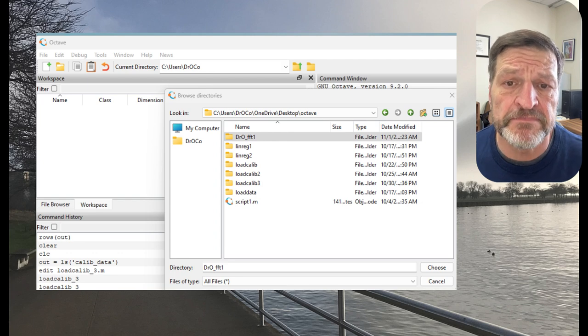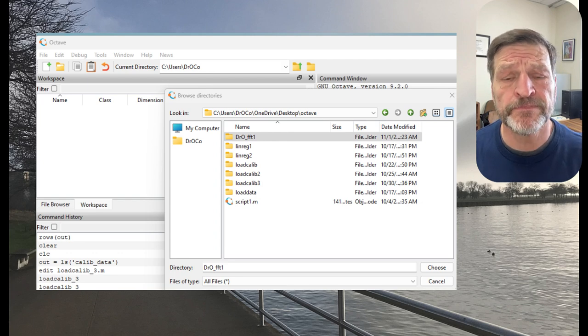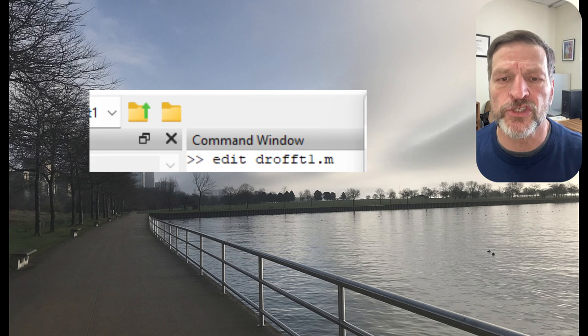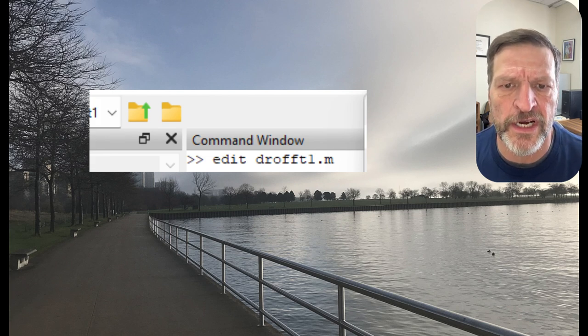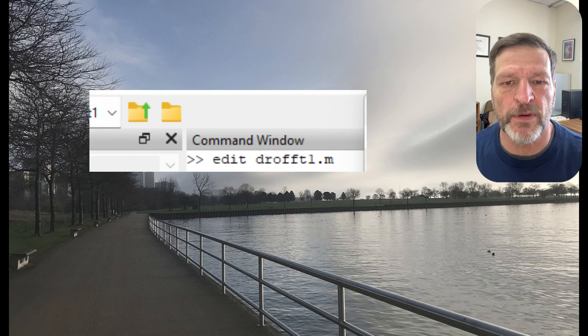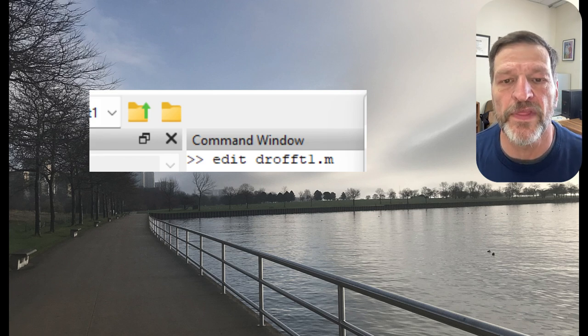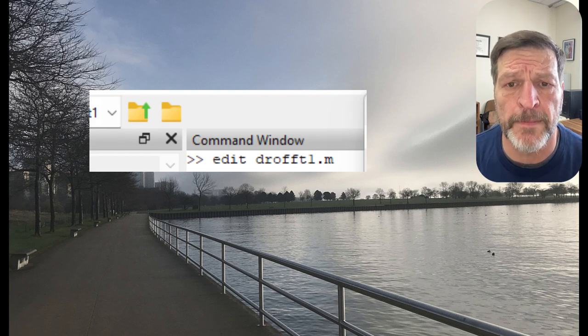Then I go into Octave, I get into the right folder, and then I'm going to say edit DrO FFT1.m. No spaces, nothing. I tried it a different way and it balked on me. I've been having situations where the name of the script that I'm using is weird and Octave doesn't like it. So if you're having the same kind of problems, experiment with uppercase, lowercase letters, underscores, no underscores, that kind of thing to try and get one that actually runs. All right, but mine's going to be called DrO FFT1.